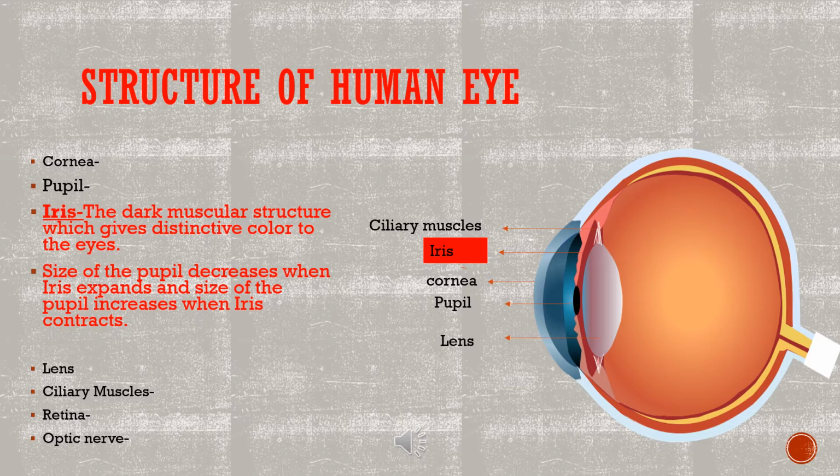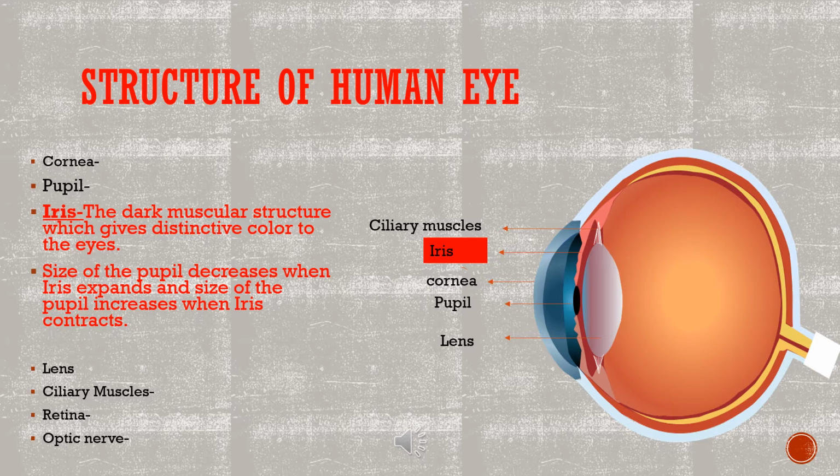Since the pupil is the small hole inside our eyes, when that hole becomes big, more light will enter our eyes. If the hole becomes small, less light can enter our eyes. So the iris is the surrounding muscle of the pupil. When the iris expands, the pupil becomes small and less light will enter our eyes.